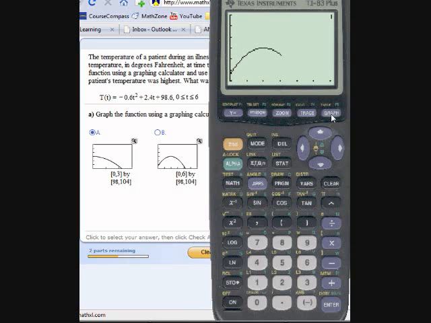Notice I don't have all 4 quadrants anymore. I've got this nice, neat little first quadrant thing, and it's between 98 and 104. So, looking at this, keep this in your mind, it's from 0 to 6 here, and 98 to 104 here. Sure looks an awful lot like that one, doesn't it? But let's compare it to the other two.